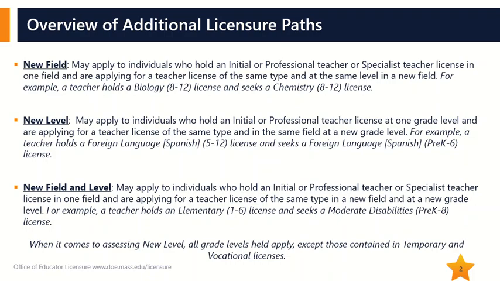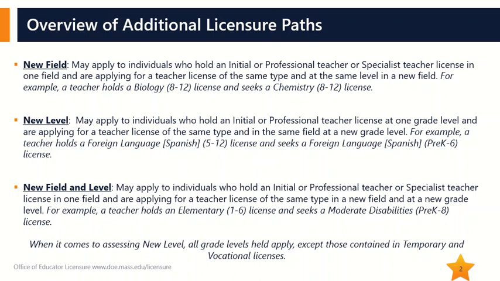Additional licensure paths consist of new field, new level, and new field and level. New field may apply to individuals who hold an initial or professional teacher or specialist teacher license in one field and are applying for a teacher license at the same level in a new field. For example, a teacher holds a biology 8 through 12 license and seeks a chemistry 8 through 12 license.